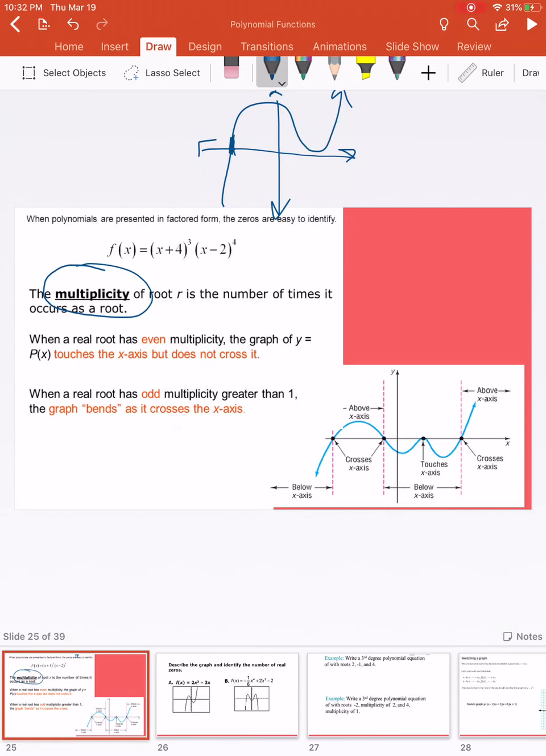If you have a multiplicity of 2 or any kind of even multiplicity, your graph is actually going to touch the x-axis and then bounce back. So that would be a multiplicity of 2. If you have a multiplicity of 3 or any odd multiplicity, it's still going to cross the x-axis, but it's going to bend as it crosses. So this would show you a multiplicity of 3 or more. Generally, when we're working with multiplicities, it'll be 3.